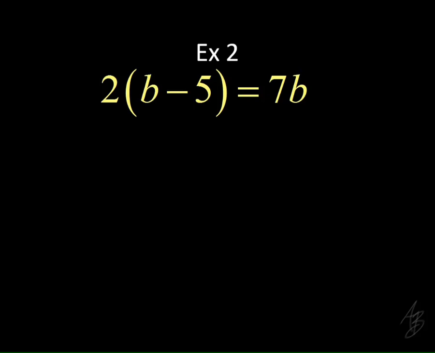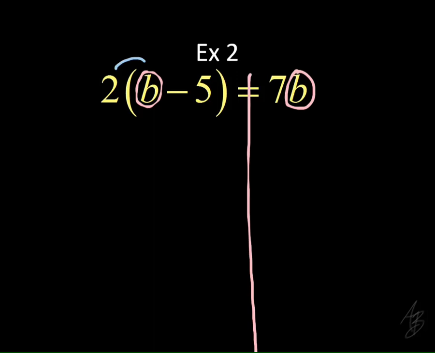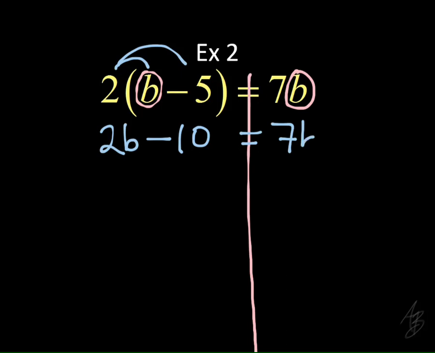So to solve for b here, I'll go ahead and write it down first. So just like all of the other equations we've done, we'll start by doing what? Circle the variable and draw the line. And just like the last type of equation we did, the first step here is going to be simplify each side. So we're going to start that by distributing. What is 2 times b? 2b. What is 2 times -5? -10. And that's going to be equal to 7b.